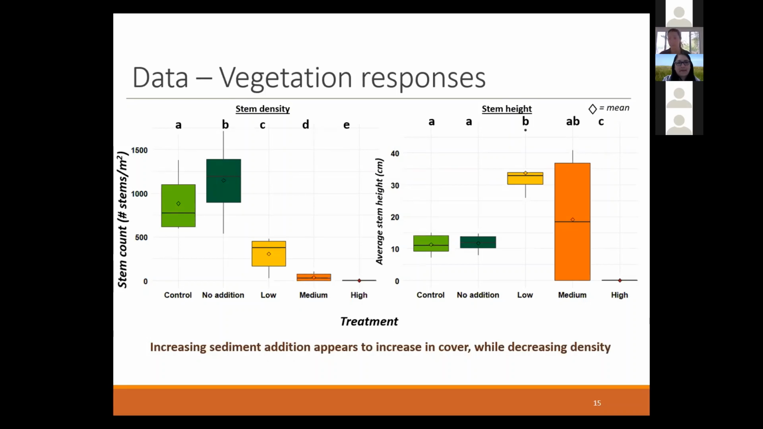Maybe this increase in height may have made up for the decrease in cover. It's interesting to think about the allocation of resources that the plants may have when put in these maybe more stressful conditions for the short term.